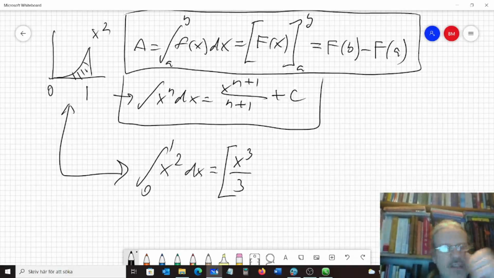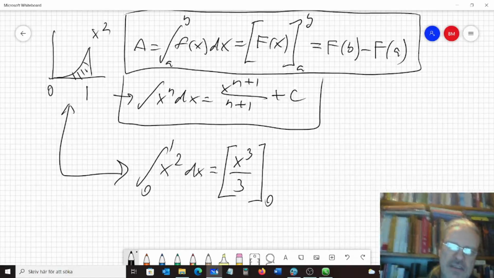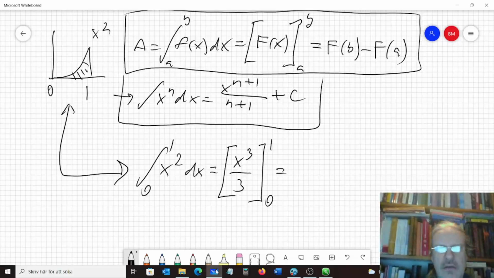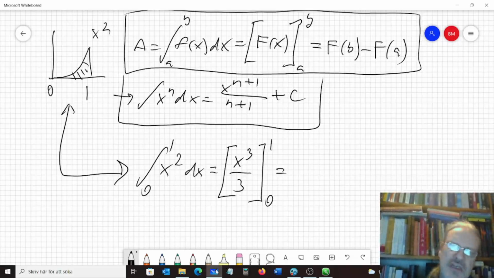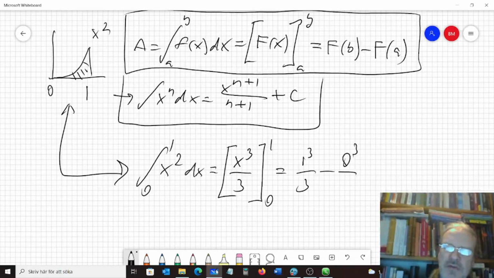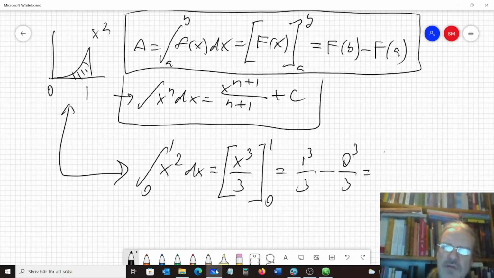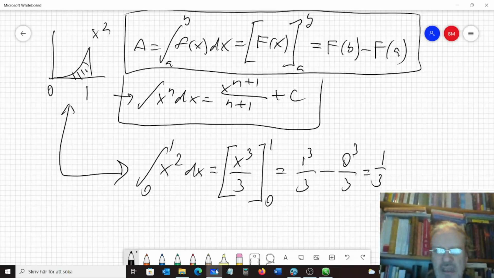From 0 to 1. First we plug in or substitute in the 1, so that will be 1 to the power of 3 over 3 minus, and then 0 to the power of 3 over 3. The first part will be 1/3 and the second part will be 0, so the area will be 1/3. We can check this with the calculator too.